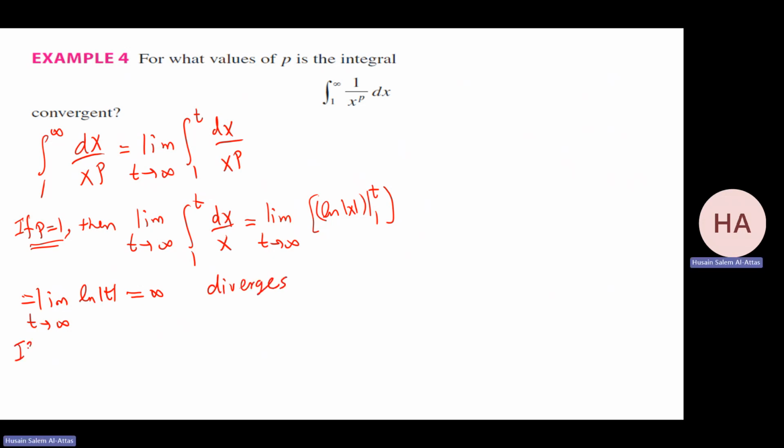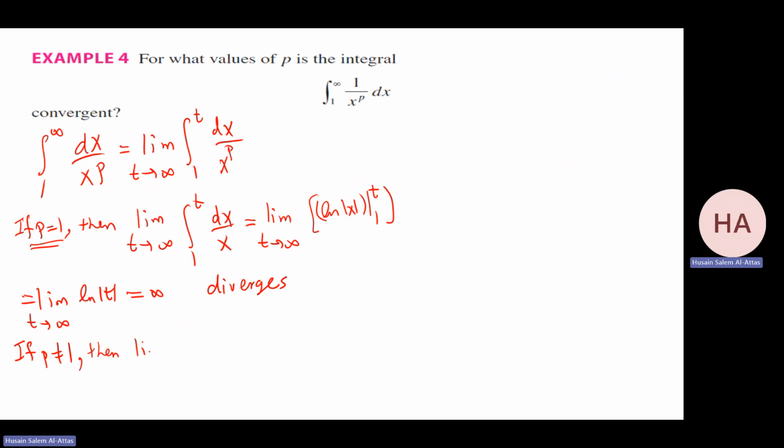Now if p is not equal to 1, what will happen? I can't do the integration unless I split it into these two cases. Because if p is not equal to 1, I can't do this power rule. But if p equals 1, it's the ln. Okay, because of that I split it into these two cases.